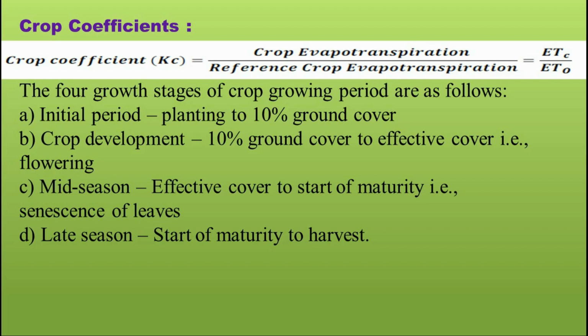The 4 growth stages of the crop growing period are as follows. Initial period: planting to 10% ground cover. Crop development: 10% ground cover to effective cover, that is flowering. Mid season: effective cover to start of maturity, that is senescence of leaves. Late season: start of maturity to harvest. These are the 4 different growth stages of a crop.